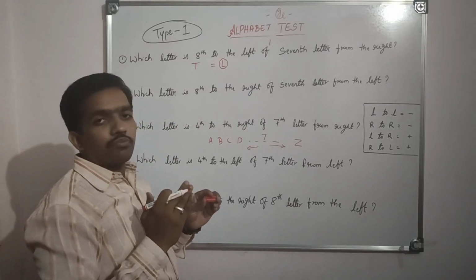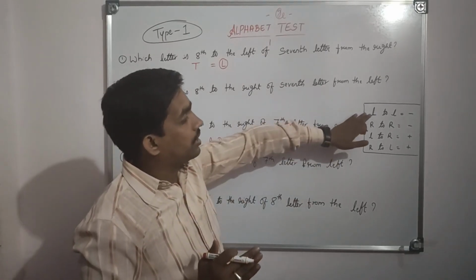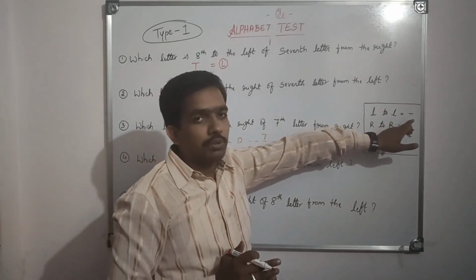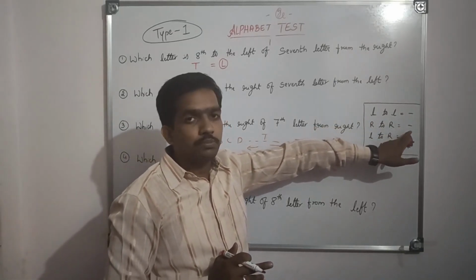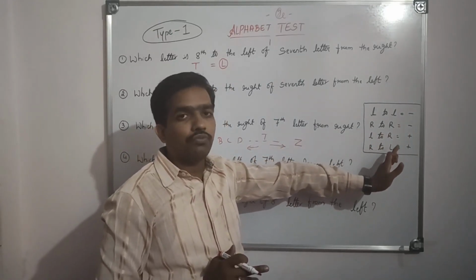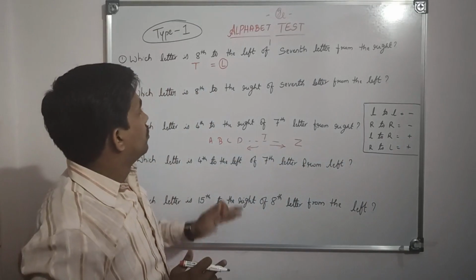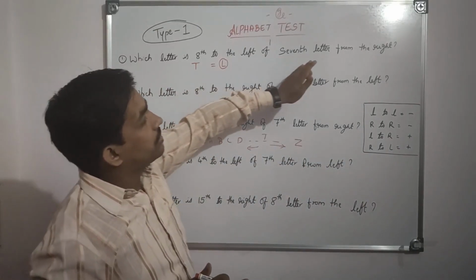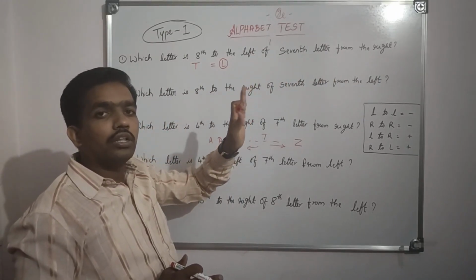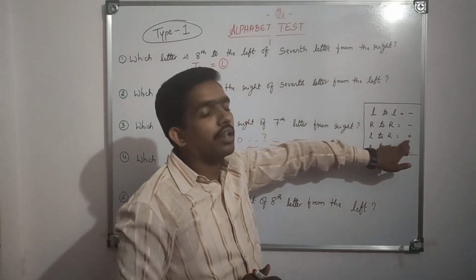We have some shortcut methods. Yesterday I told you left to left means minus, right to right means minus, left to right plus, and right to left plus. So see here, both right and left are given in the question. That means we have to add the numbers.